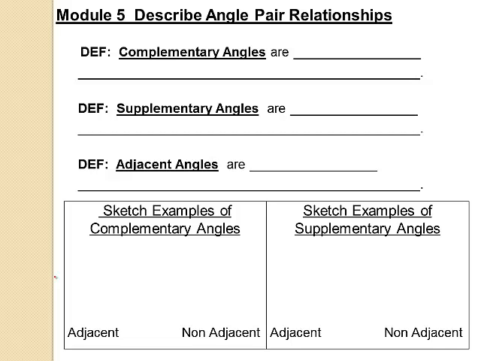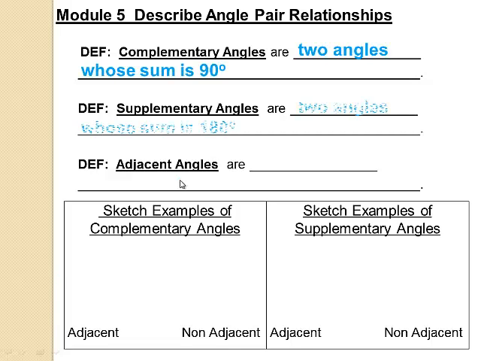Sometimes people get these mixed up, but the main thing is complementary angles are two angles whose sum is 90 degrees. Supplementary angles sum to 180 degrees.